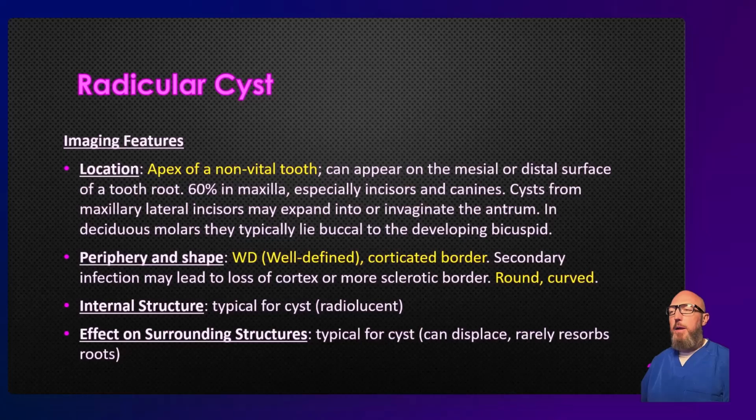All right, this talks about more often in the maxilla, but really it can occur on any tooth, as we've seen. So when something is a true cyst, it tends to be well-defined, corticated, round, radiolucent, and it can displace structures, less often resorb roots. If it becomes infected, it can start to lose its corticated border.